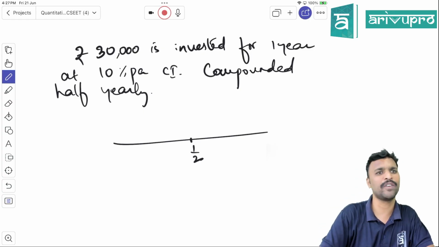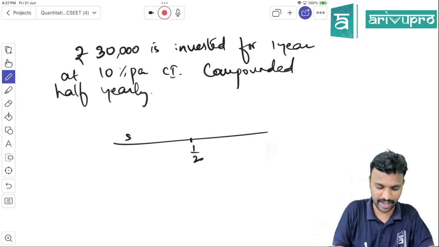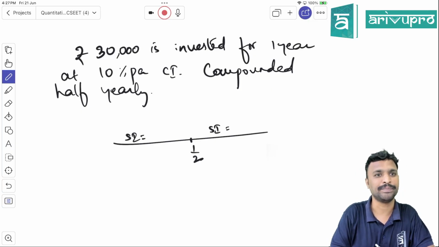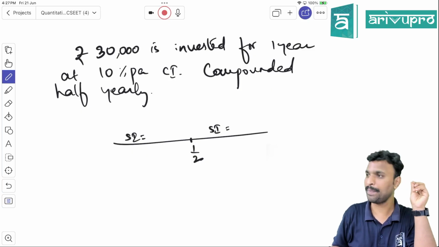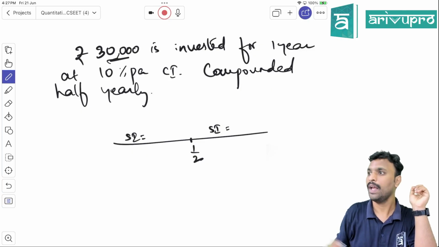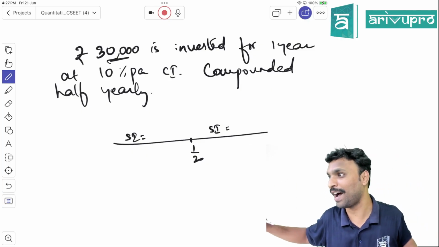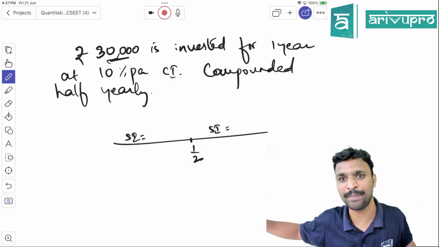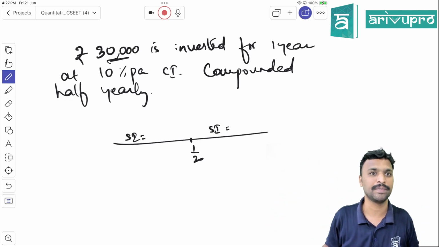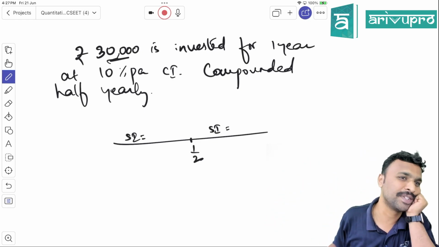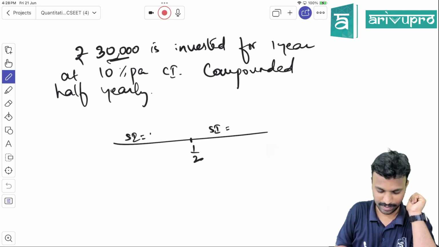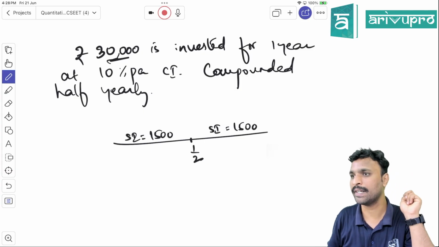Apply that concept of SI. On the top of every half year, what do you write? SI. Tell me SI for half a year. 5%. 5% on what? You will not get 10% for half a year. You get only half of 10%. 5% on 30,000 is 1,500. SI for the second half year is 1,500.